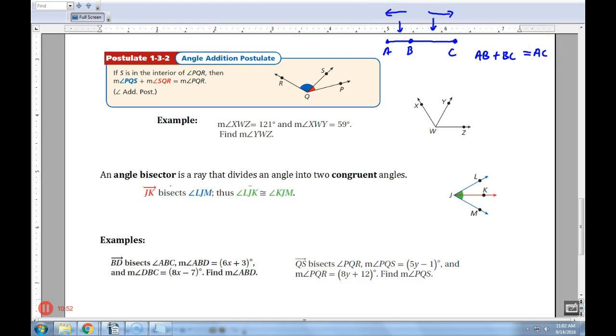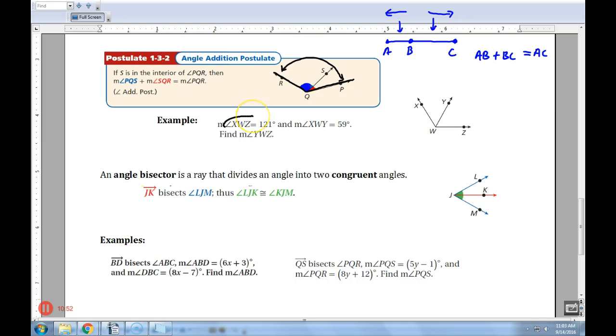That was basically the segment addition postulate. Angle addition works the same way. If you have two angles that are right smack dab next to each other and share a common side, you can add them together to get the full angle. So in the picture here, basically the blue angle right here, this SQR, when you add that to the red angle, it should give us the entire angle. So we should be able to get all the way from R, angle RQP should equal those two angles added together. So let's do a quick example with just numbers.